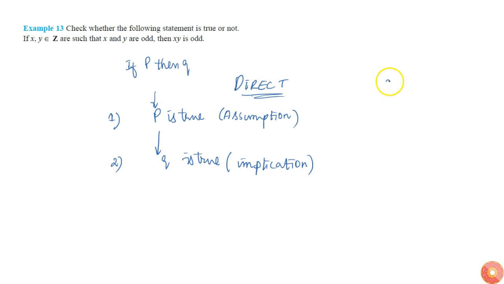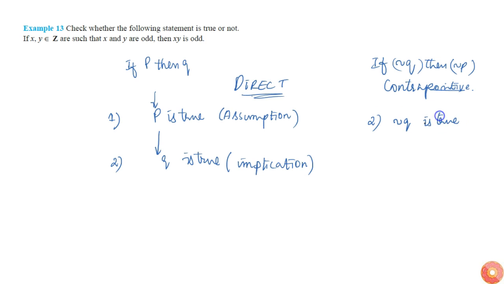Then there is another method called the contrapositive method. You do remember the contrapositive, right? It says if negation Q then negation P. So here it's just a direct method for a contrapositive, and that is called the contrapositive method. Here I will assume negation Q is true, then from that I will try to prove that negation P is true. So this is the assumption and this is the implication. These are the two methods.